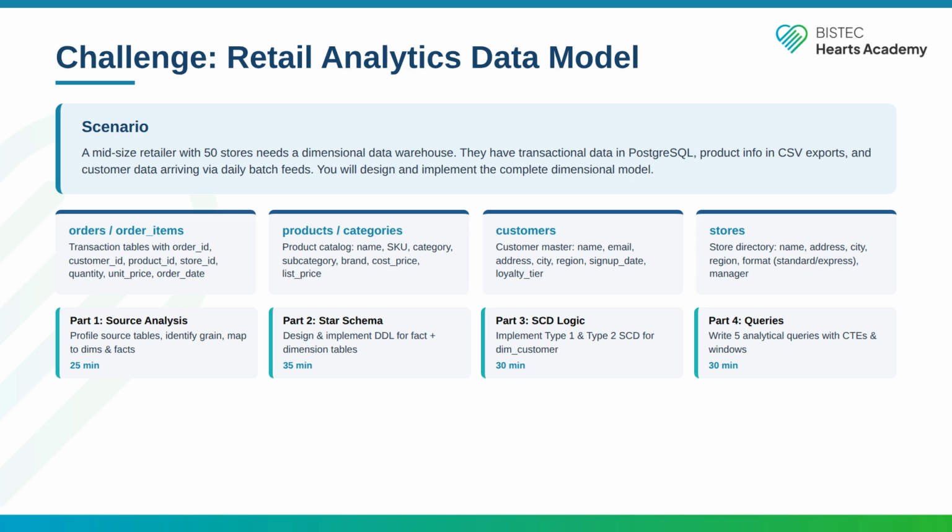The challenge has 4 parts, each building on the previous one. Part 1 is source analysis, where you profile the data and declare your grain. That is 25 minutes. Part 2 is star schema design, where you write DDL for your fact and dimension tables. That is 35 minutes. Part 3 is SCD implementation for DIM customer. That is 30 minutes. And part 4 is writing 5 analytical queries against your model. That is 30 minutes. You have 2 hours total for the challenge work.